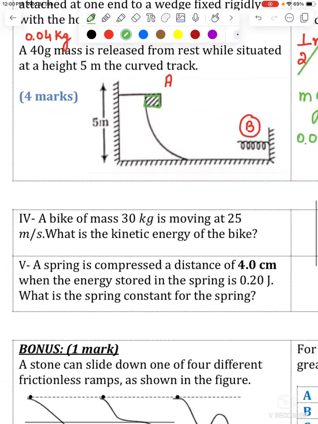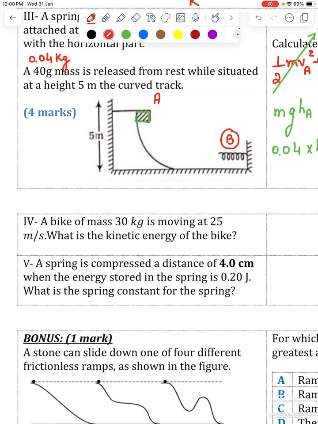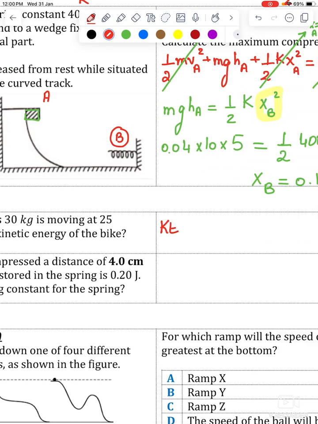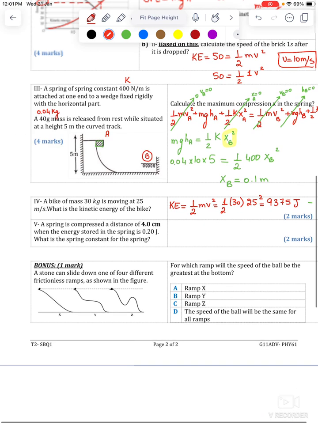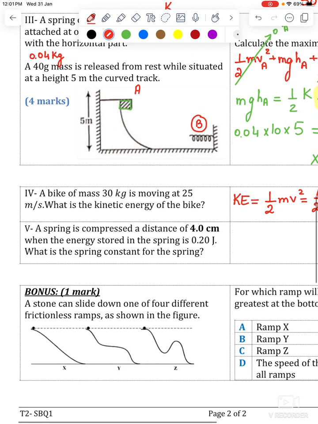Finally, the last two questions. I have a bike of mass m equals 30 kilograms and moving at 25 meters per second. I need to find the kinetic energy, half mv squared. 1 over 2 by 30 by 25 squared. It will give me 9,375 joules.